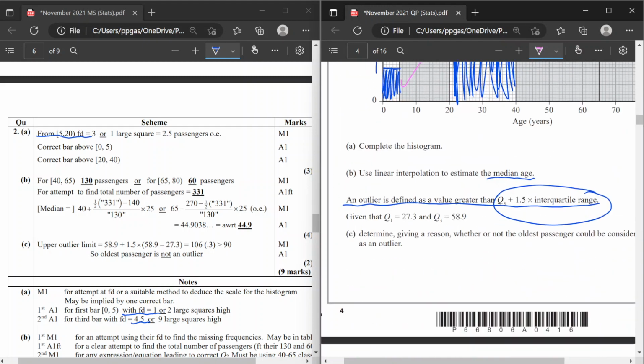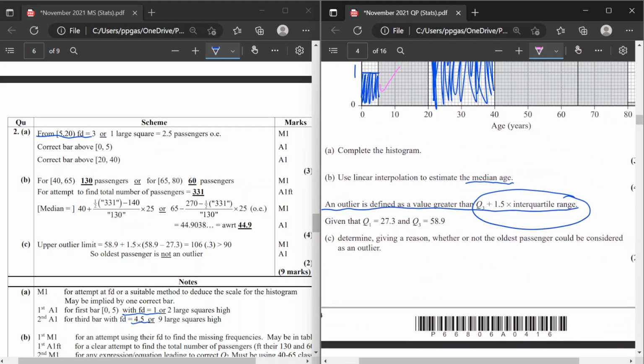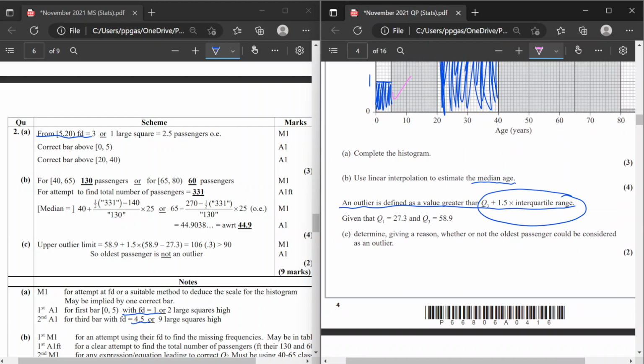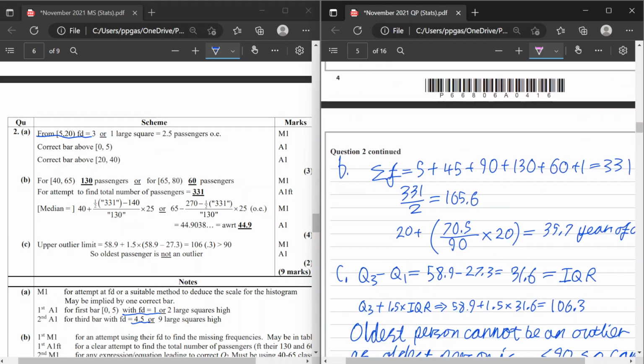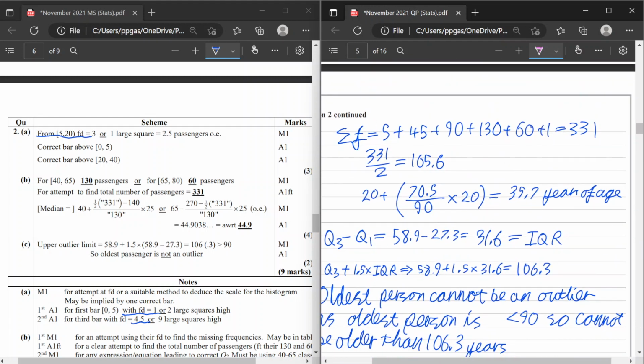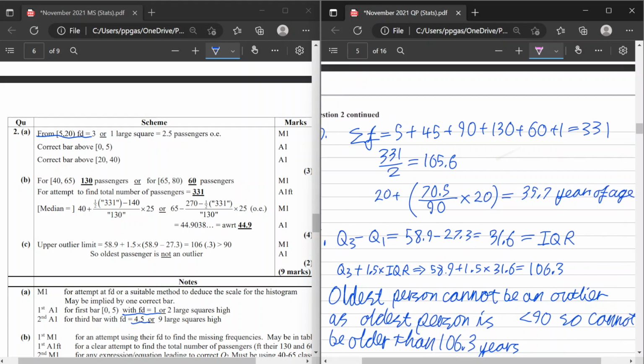Yeah. Right, so part B. Use linear interpolation to estimate the median age. Right, let's see what I did. See what they're saying the answer. Oh, I've got this wrong.